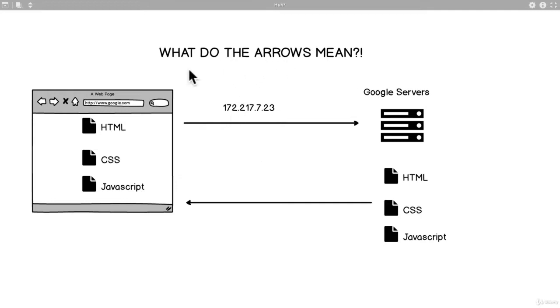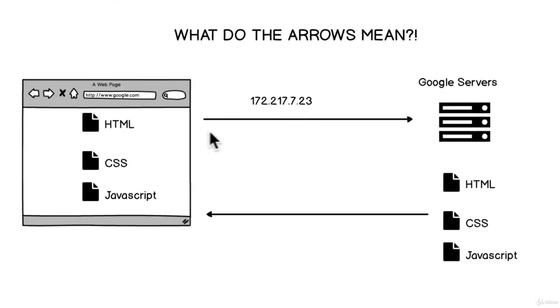But some of you may have had a question, which is: what do the arrows mean? I mean, it's kind of like magic, right? I just told you that we send off the IP address to the servers. The server responds with some files, but this is just magic. Like, what do these arrows mean? So we're going to talk about that in this lesson.